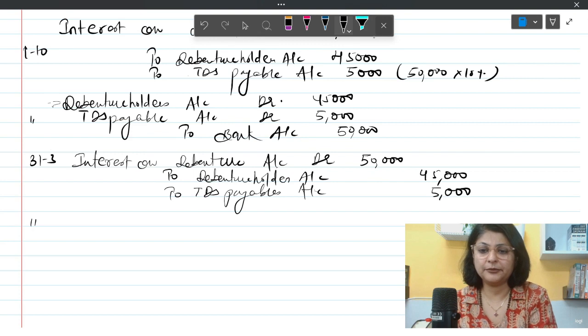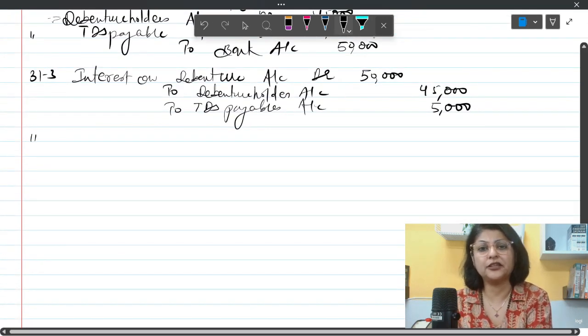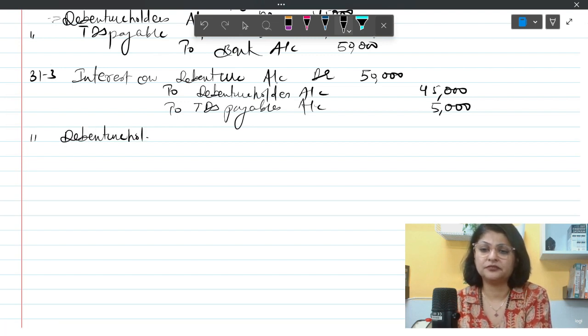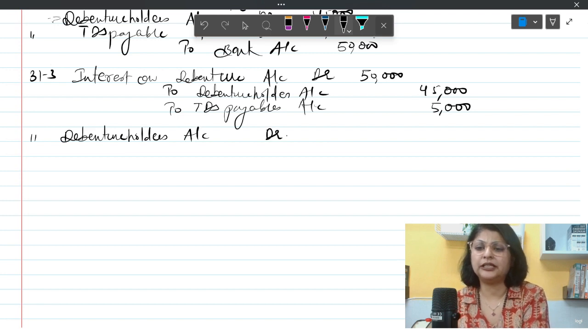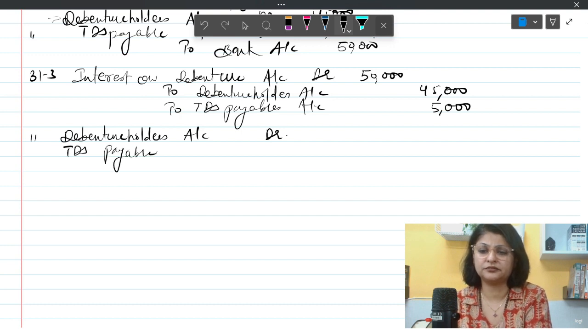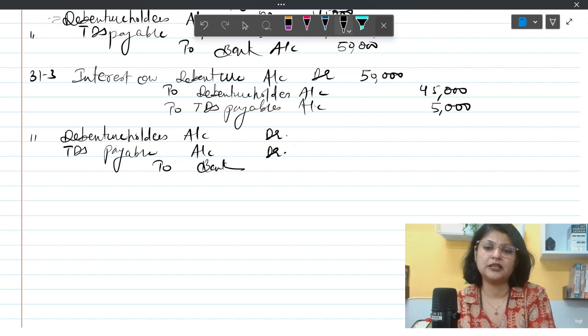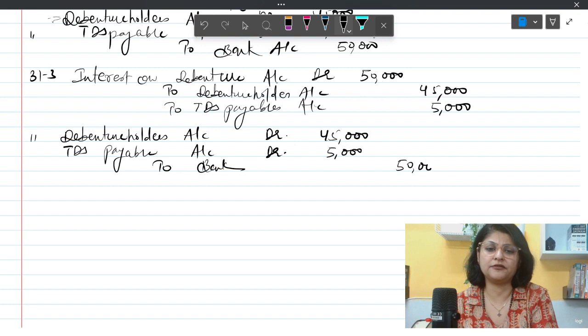And when we make the payment, both these accounts which are being credited will be debited. So it's going to be debenture holders account debit, TDS payable account debit, to bank. Debenture holders are getting 45,000. They are getting 5,000 and these people are getting 50,000.